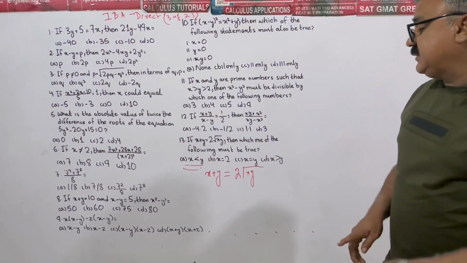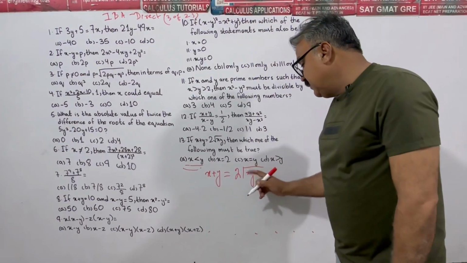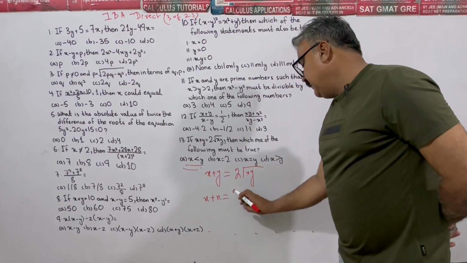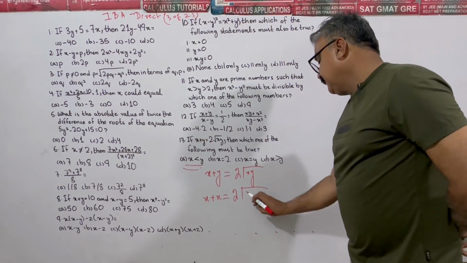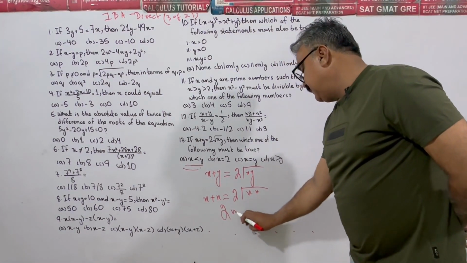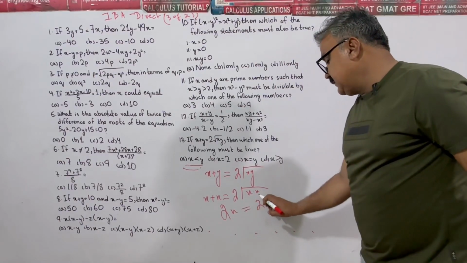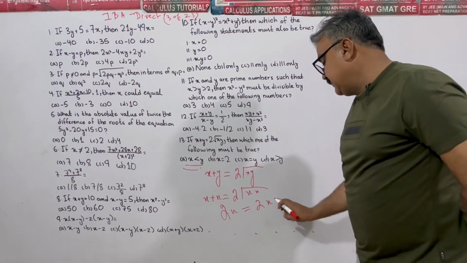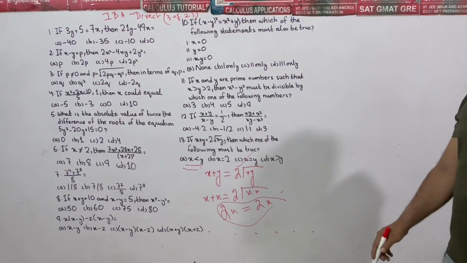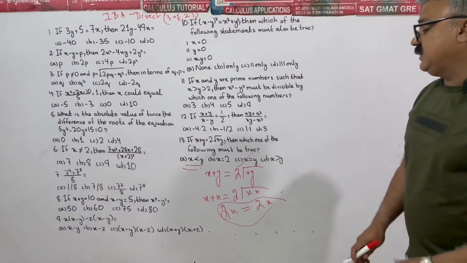But for you guys, utilize the option. Put x is equal to y, it will become x plus x is equal to 2 times root of x times x, which is a pair of x, so 2x. So both sides are equal, so our right option in that case is C.